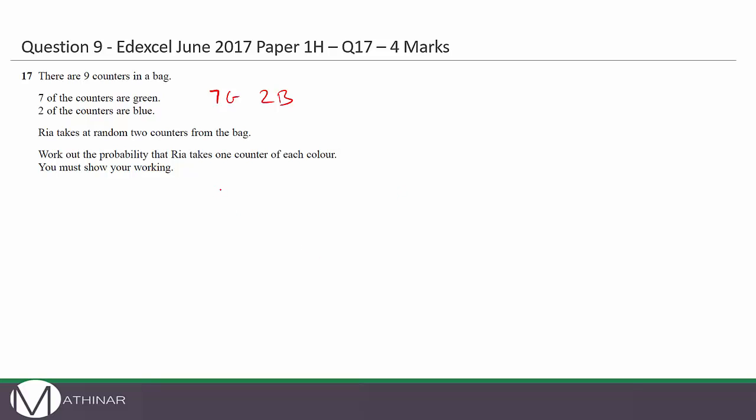So that means she takes a green first and then a blue, or she takes a blue first, then a green. So we're going to work out these 2 first. The probability that the first counter is green is 7 out of 9. She takes 2 counters out of the bag, so she does not replace them. So now when she does her second pick, there are only 8 counters remaining. And we want the probability of the second one being blue. So that's going to be 2 out of 8, which will give us 14 out of 72.